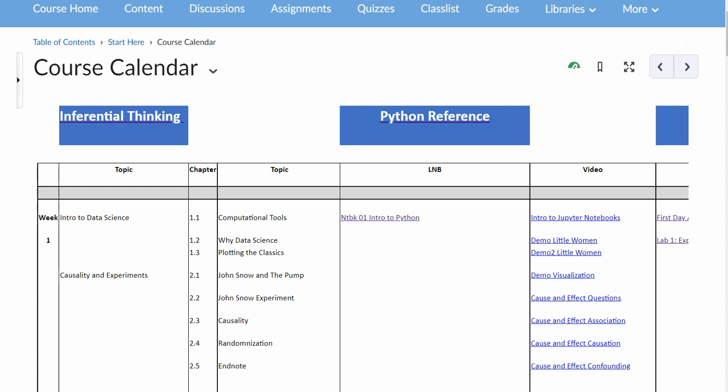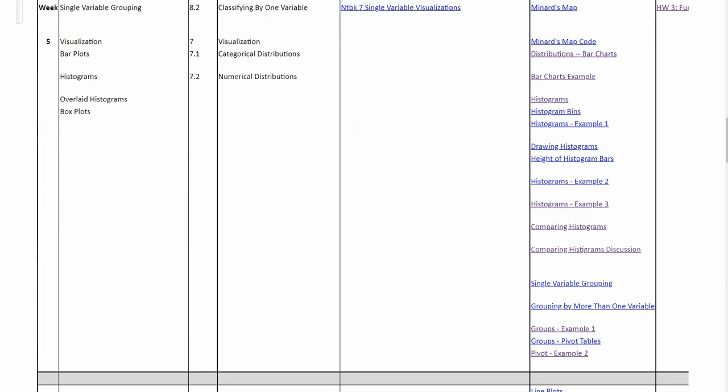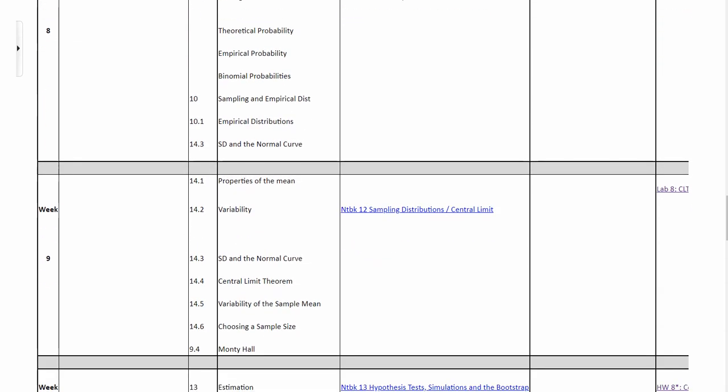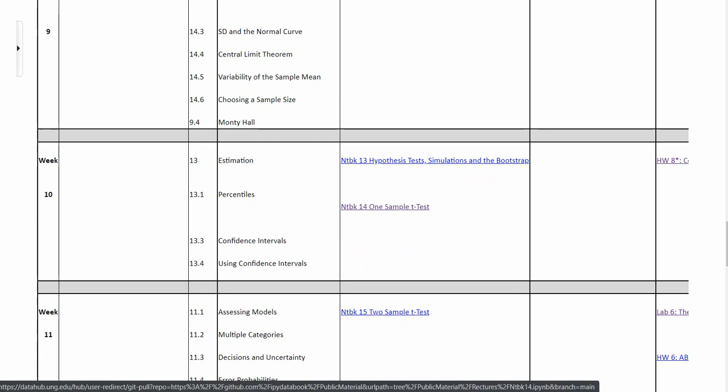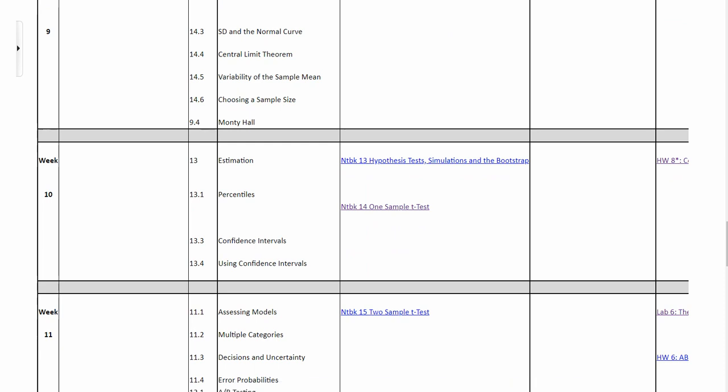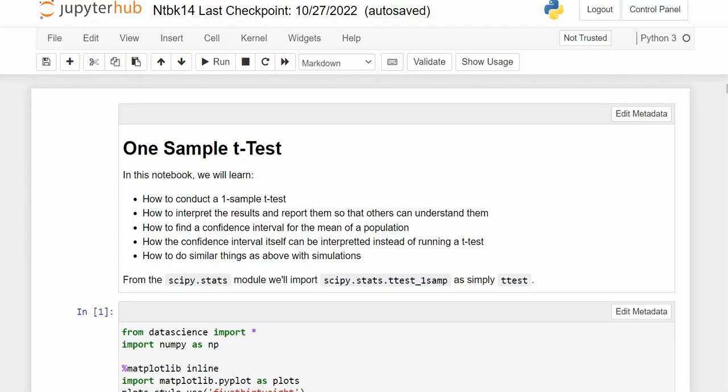Hey everybody. So today we're going to talk about confidence intervals. Now it's in the lecture 14 notebook. So I'm actually going to notebook 14 here on week 10, and it says one sample t-test. So when you get into this, you're going to see one sample t-test.